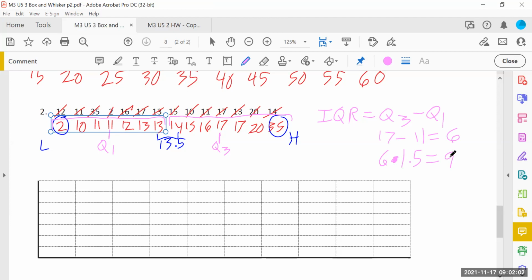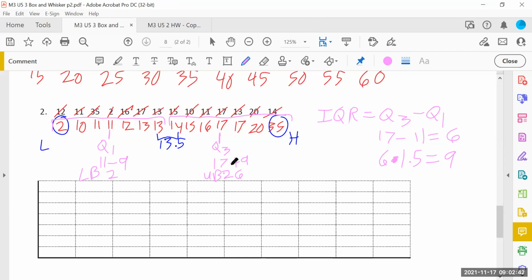I'm now going to find my lower and upper boundary by, some years people still get this confused. I'm going from the box, I'm going below the bottom of the box and above the upper end of the box. So that means 11 minus 9. 11 minus 9 is 2. That's my lower boundary. 17 plus 9 is 26. That's my upper boundary.